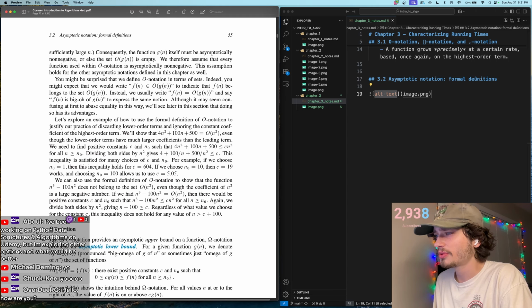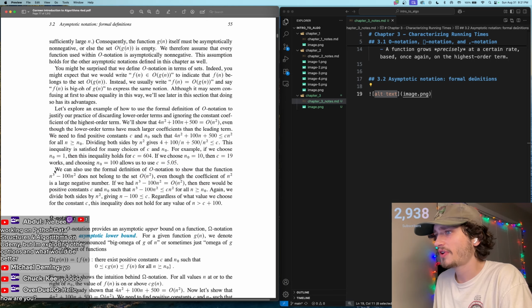We can also use the formal definition of O notation to show that the function n cubed minus 100n squared does not belong to the set O of n squared, even though the coefficient of n squared is a large negative number.